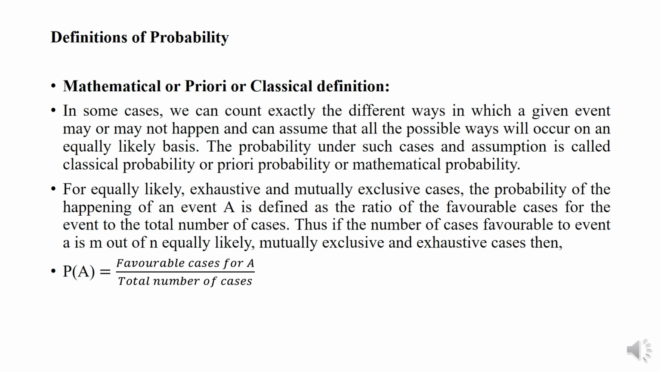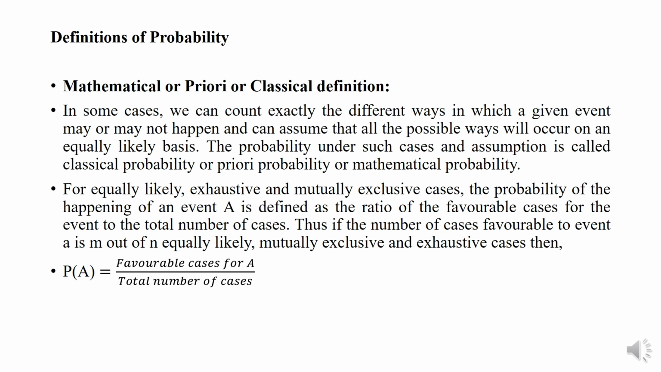Next is the definition of probability. Mathematical or a priori or classical definition. In some cases, we can count exactly the different ways in which a given event may or may not happen and can assume that all possible ways will occur on an equally likely basis. The probability under such cases and assumption is called classical probability, a priori probability, or mathematical probability.